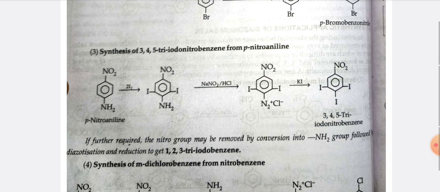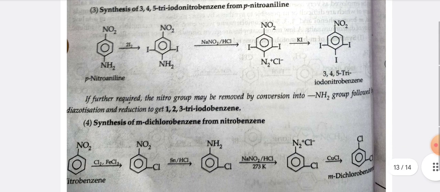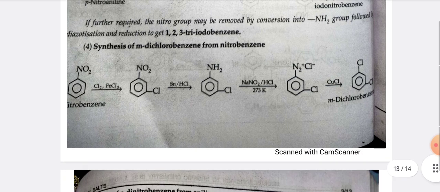Synthesis of 3,4,5-triiodonitrobenzene from p-nitroaniline. If further required, the nitro group may be removed by conversion into an NH2 group followed by diazotization and reduction to get 1,2,3-triiodobenzene.